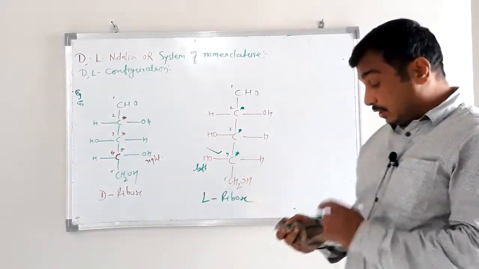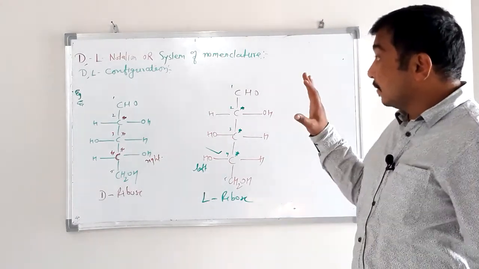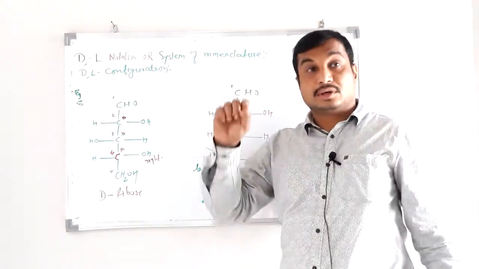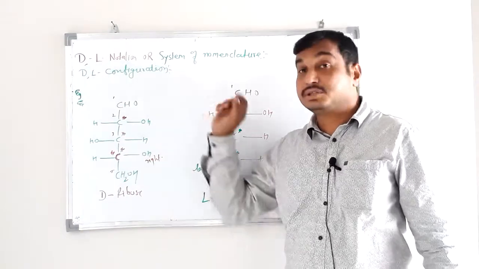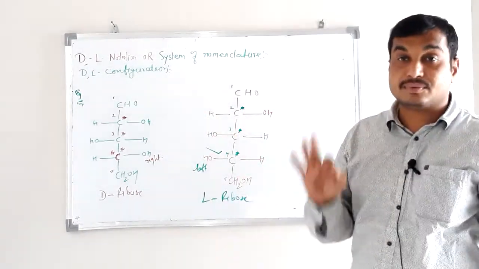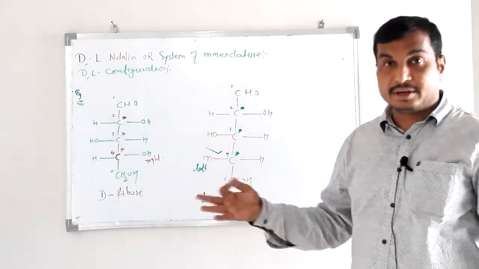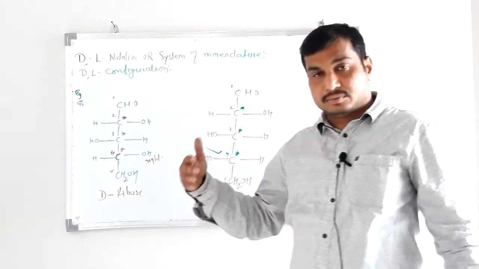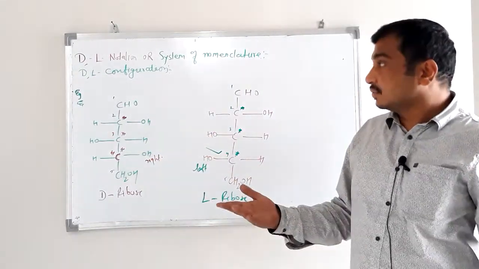So this is one of the methods or systems to determine the configuration of carbohydrates. This system is only applicable for carbohydrates. For the remaining compounds, this system is not applicable, so for those compounds we have a different system. In the next class we will see that.